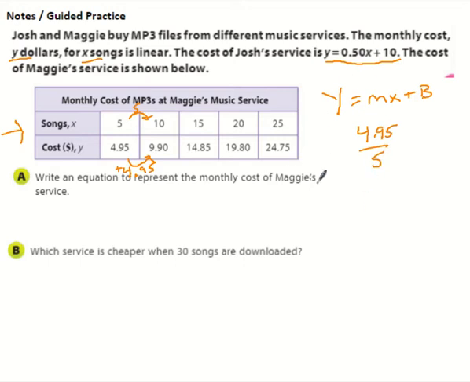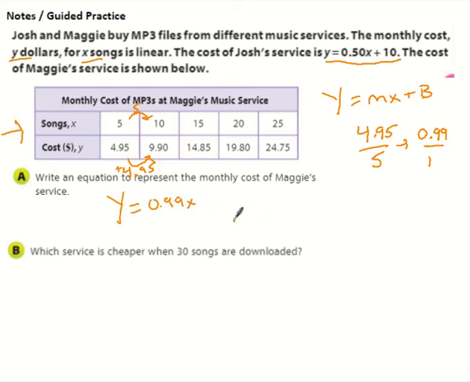Well, really what I want to figure out is, what's the cost per 1 song? So I can actually do this division right here to figure out how much it costs per song. And when I do that, I'm going to get 99 cents. So if I do 4.95 divided by 5 in my calculator, I'm going to get 99 cents for every 1 song. So that's my slope. So I know for my equation, it's going to be 99 cents X.